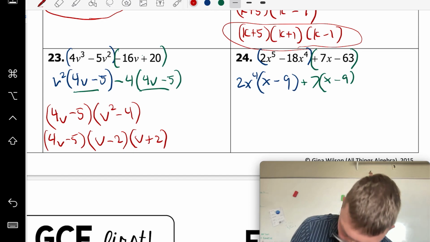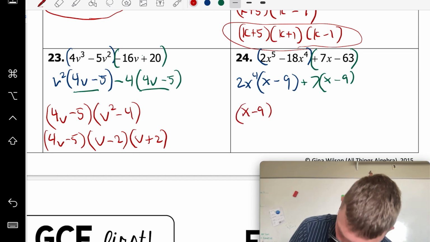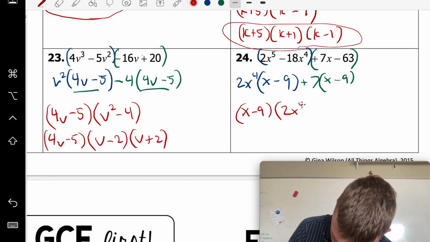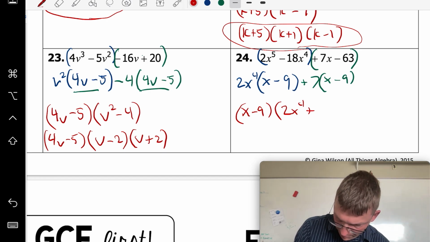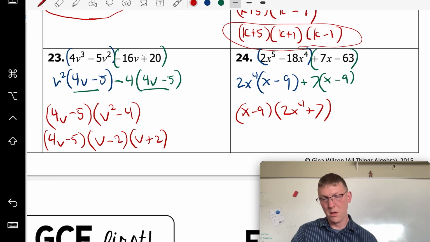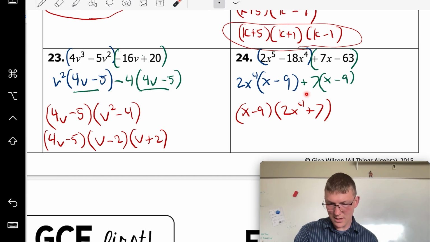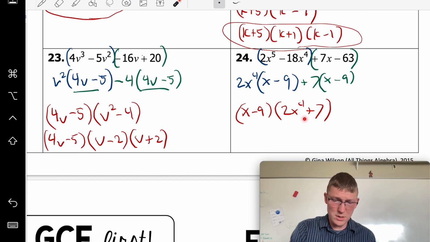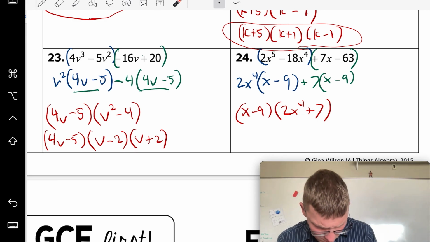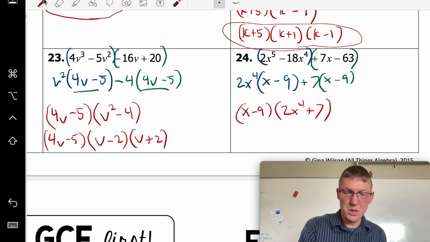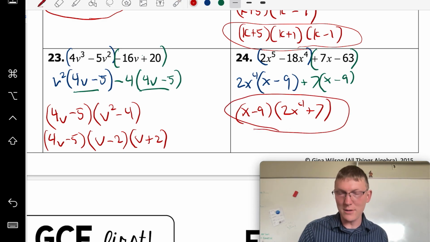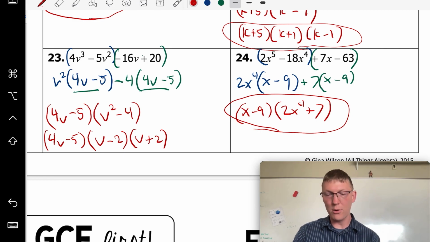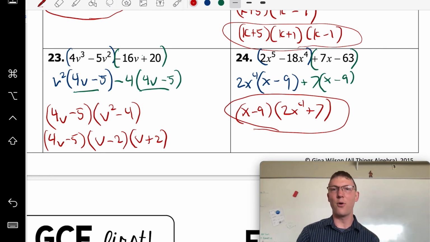So what do we have left over? We got an x minus 9 that we're factoring out. Then we're going to have a 2x to the 4th plus 7. Whew, x to the 4th. So I see that. I'm thinking, is there a difference of squares? Not a minus sign, so don't worry about that. Sum of cubes? Is there any way that could work? I don't think so. So yes, this is our factored form, but I want you to get into the habit of always double checking to make sure that it is fully factored by the end of it.